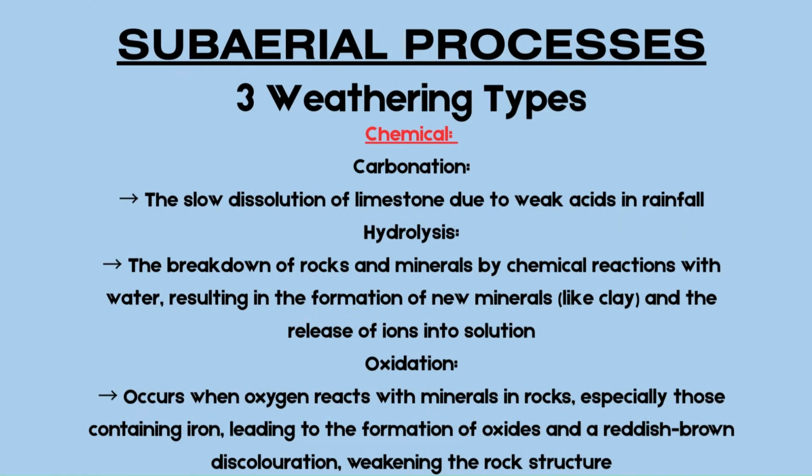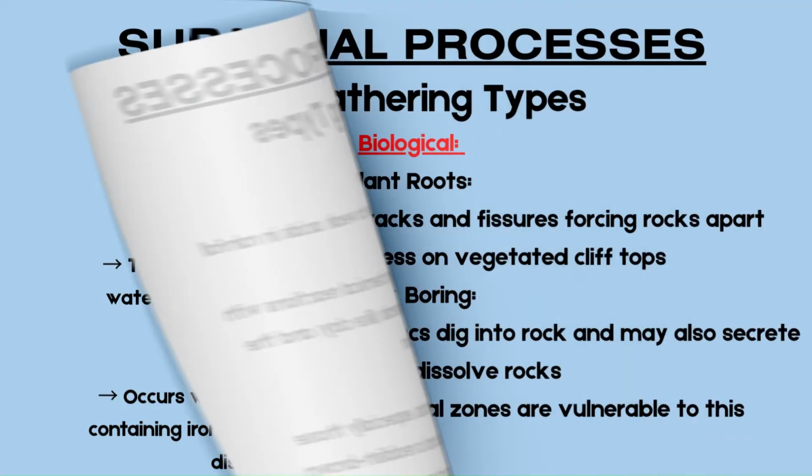Next is chemical weathering. Here are three types. Carbonation is the slow dissolution of limestone due to weak acids in rainfall. Hydrolysis is the breakdown of rocks and minerals by chemical reactions with water, resulting in the formation of new minerals and the release of ions into solution. Oxidation occurs when oxygen reacts with minerals in rocks, especially those containing iron, leading to the formation of oxides and a reddish-brown discoloration, weakening the rock structure.